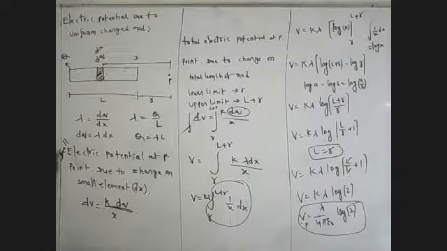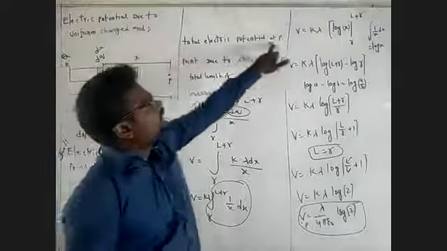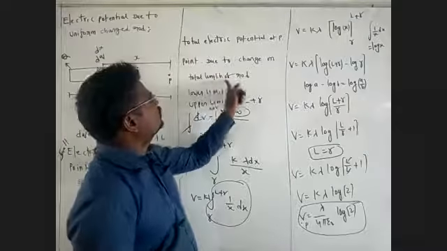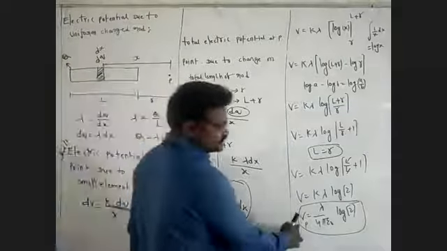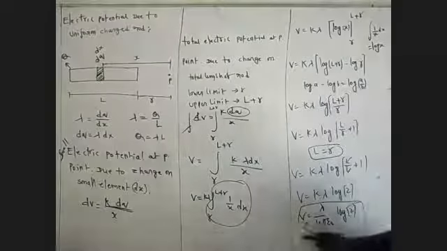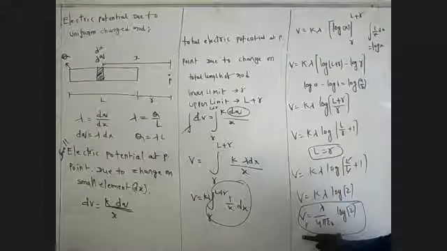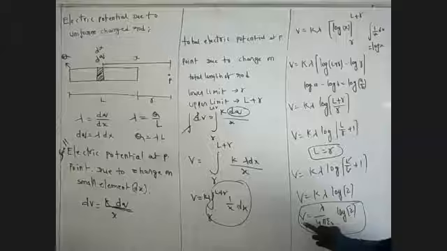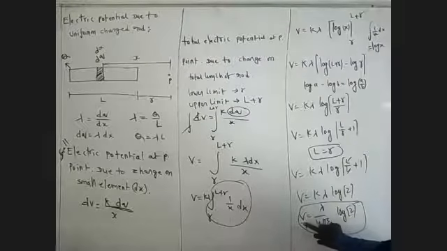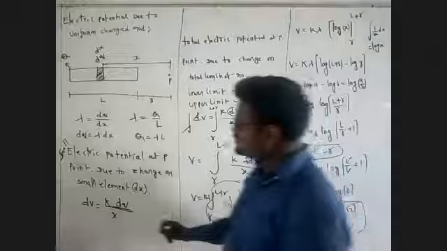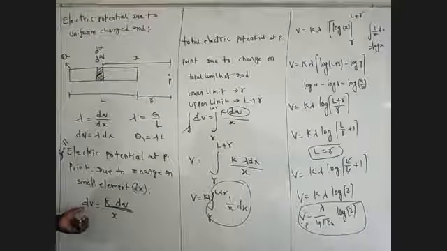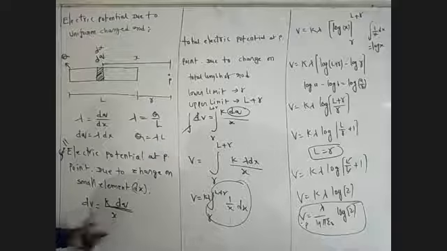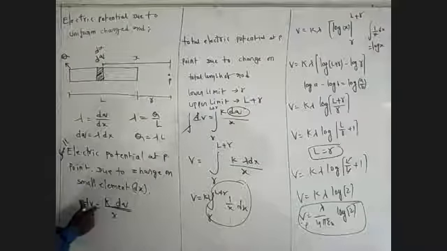So this is the total electric potential at the P point due to the charge on the total length of the rod. This is the electric potential. And this is a small electric potential at the P point due to the charge on a small element. A small charge gives a small potential.